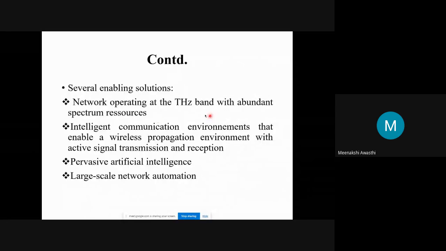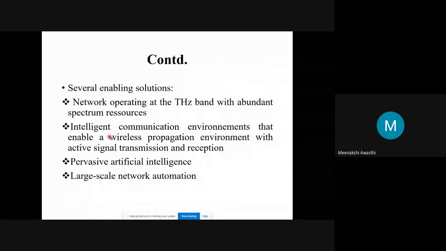So we have to think about the terahertz band, right? And if we talk about the terahertz band, we have to make all the devices and resources compatible enough to work in these bands. I mean the type of antenna, the type of devices that we'll be connecting, for the transmitter, for the receiver, for the filter, for everything. We have to do research at the device level also, because we have to prepare devices that will work efficiently in this terahertz band. So we have to design and think about the network which will be operating at the terahertz band with abundant spectrum resources.